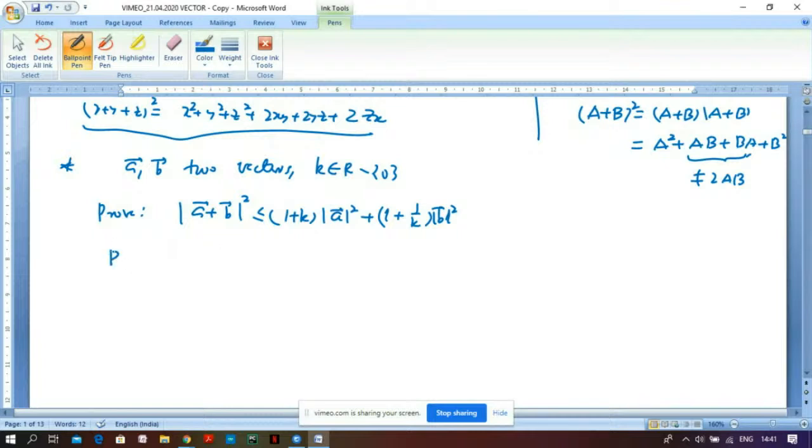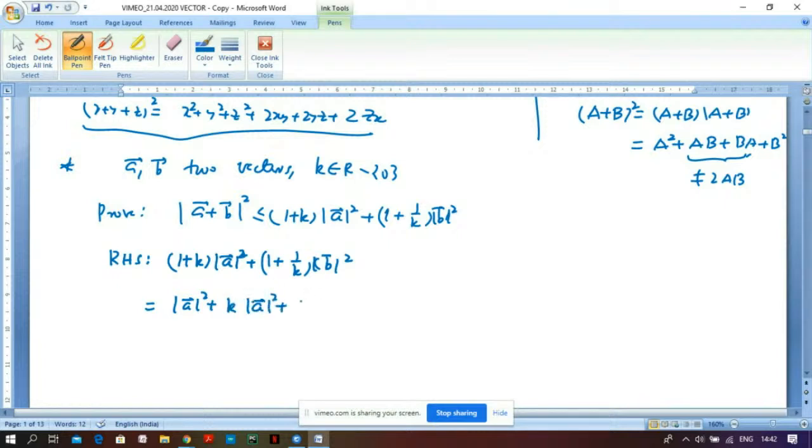We will develop the RHS or expand RHS. So consider RHS: 1 plus k modulus a square plus 1 plus 1 over k modulus b square. That equals, I can separate these. I can write modulus a square because the left side does not contain k. So let me take all terms that come with k together. So modulus of k square plus k times modulus of a square.